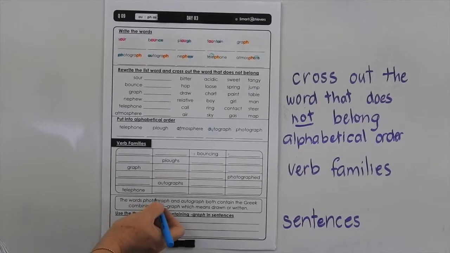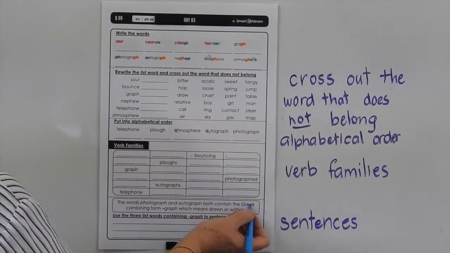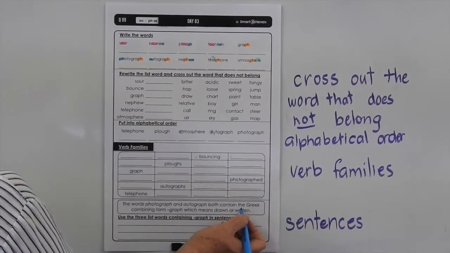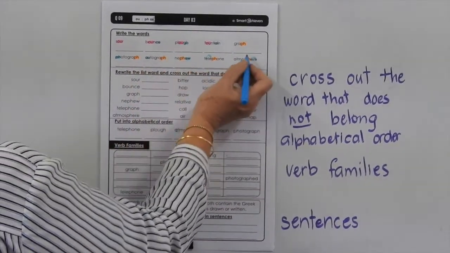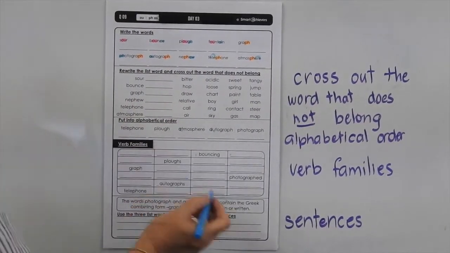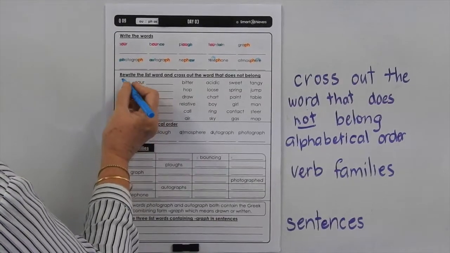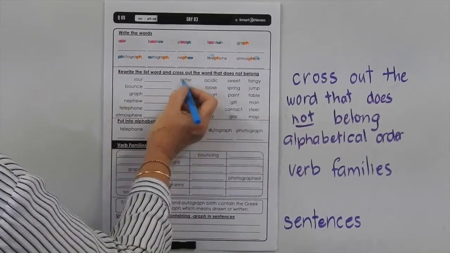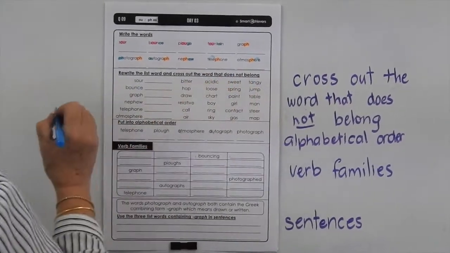Now, the words photograph and autograph both contain the Greek combining form graph, which means drawn or written. So if we looked up the etymology or the history of these words, we'd probably find that many of them are from the Greek language. Now, down here you have to rewrite the list word, and then you're going to cross out the word that does not belong.